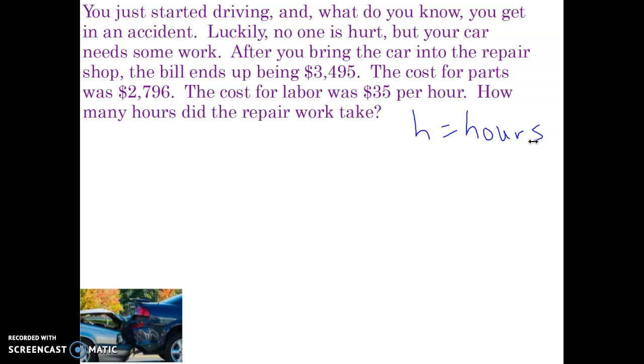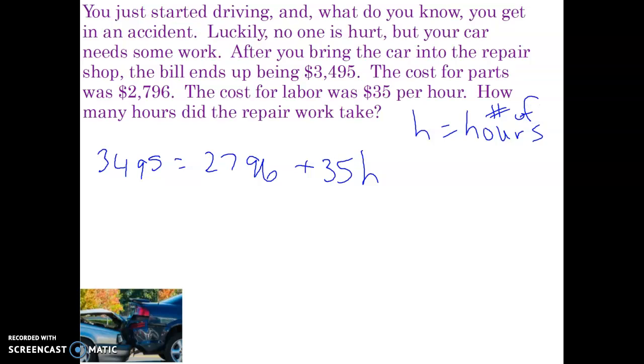Okay, let's see what happens. I know the total bill, I know the parts, and I can figure out the labor. So if I add the parts and the labor together, that's going to give me the total bill. All right, let's see what I've got. The total bill equals parts plus labor. All right, and I know the labor is $35 per hour, but I don't know how many hours they had to work on my car. That's going to be H. I'll take the $35 that they earn every hour, and I'll multiply that times H, which is the number of hours that they have worked.